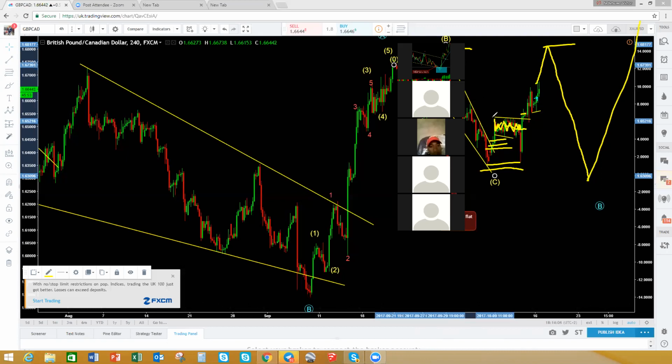So you will see that here we got this flag, but the flag was never broken. It came all the way down. So with your stop here, just under the lowest low, you will not have been taken out. So that's why it is important when you take a trade, you place your stop loss and you let the trade play out on its own.